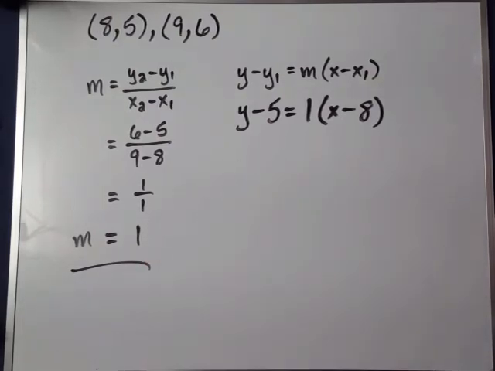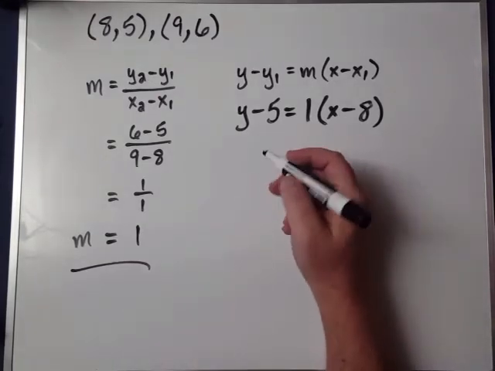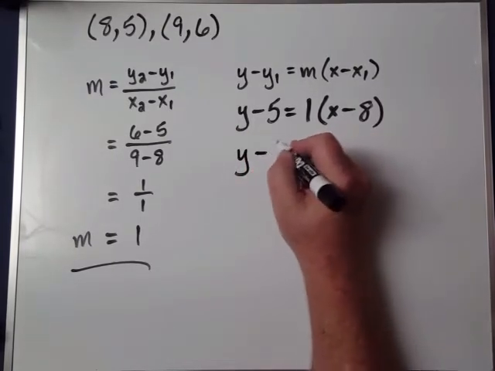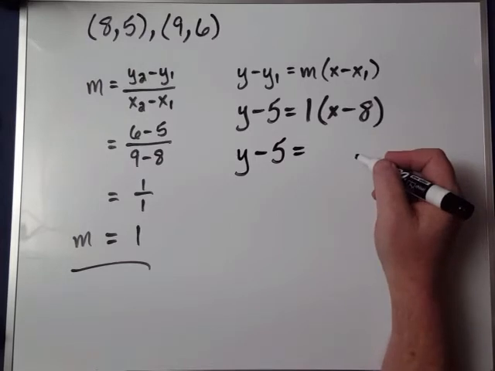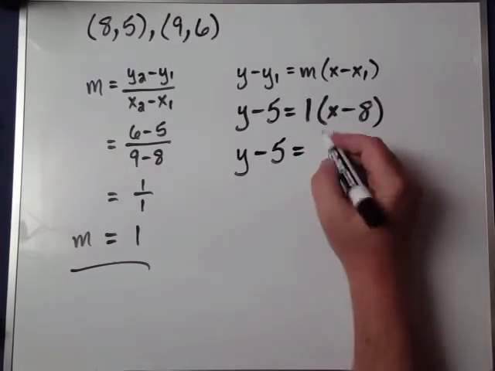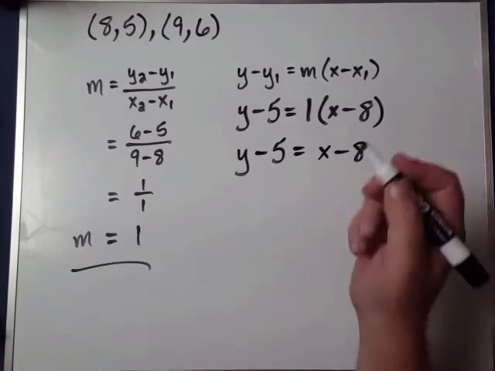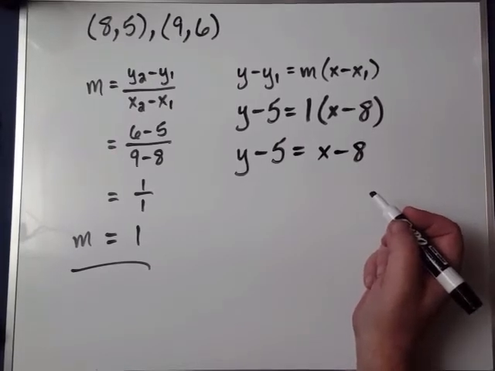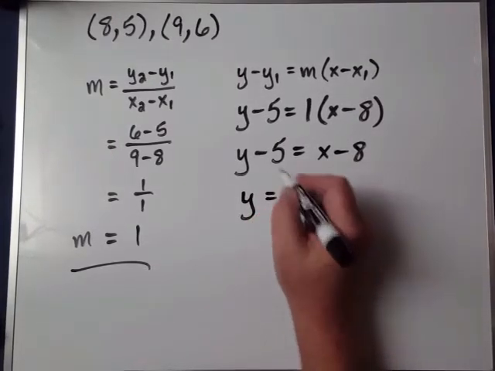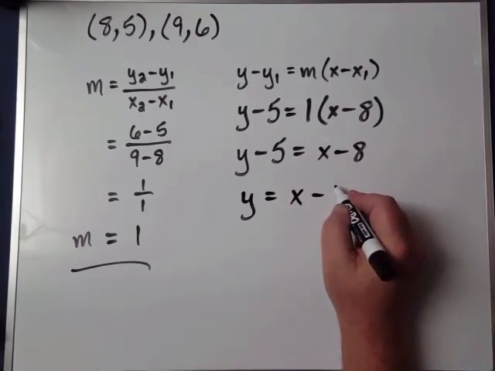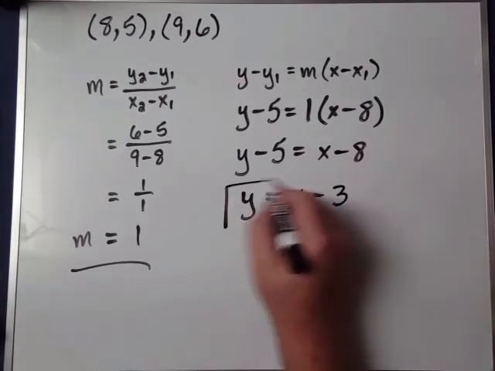Let's go ahead and do the slope-intercept form. So let's go ahead and solve this for y. Please don't say you're distributing that 1. There's no sense in that. That's overkill. 1 times the rest is the rest. There's no need to distribute. Trying to get y by itself. Add 5 to both sides. Add 5 to both sides to find that y equals x minus 3.